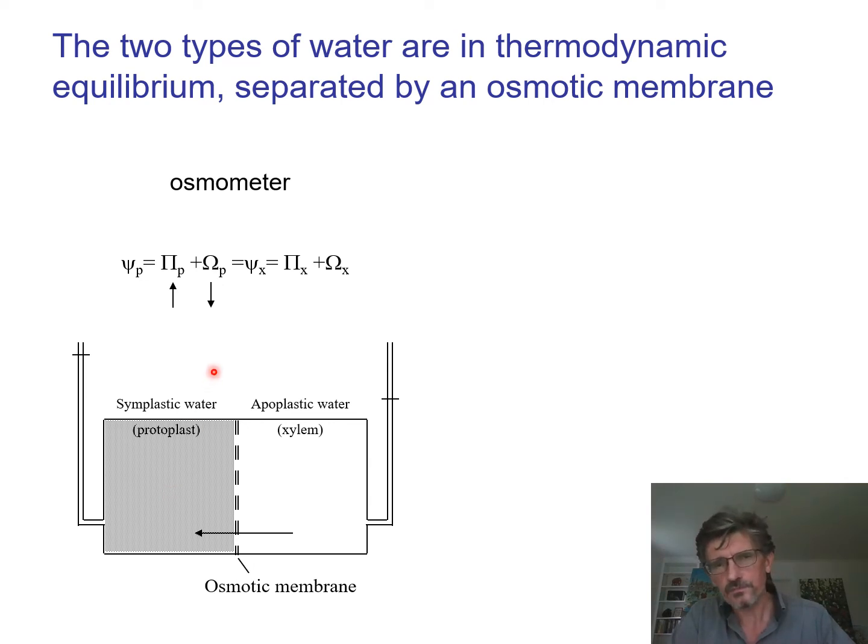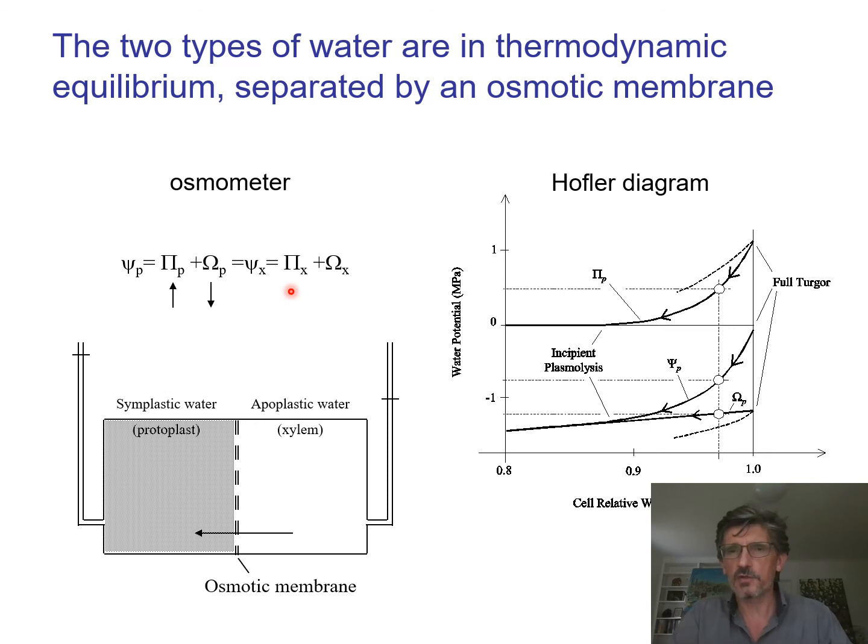So in formulas, this is what happens. The total water potential in the protoplast is equal, because of thermodynamic equilibrium, to the total water potential in the xylem, but the components are different. Here in the protoplast, the osmotic term is pretty negative, which allows us to have a compensation in pressure and have this positive. Whereas in the xylem, this is almost negligible, it's not very big. And if this is negative, this will also be negative. So we have typical suction inside the xylem.